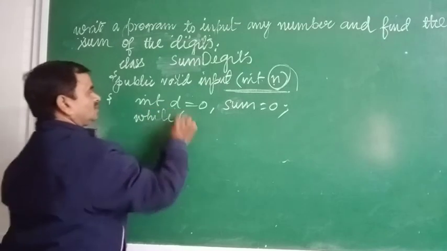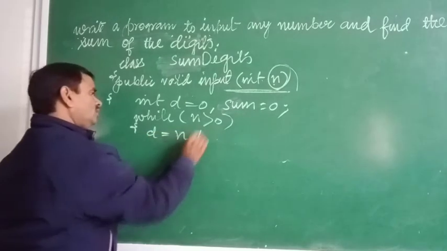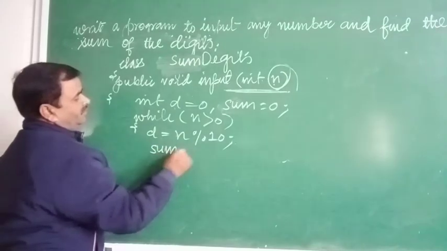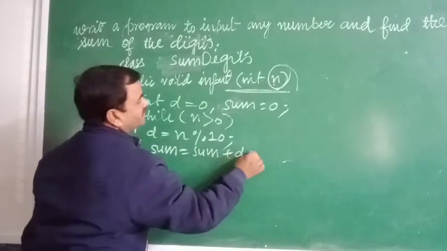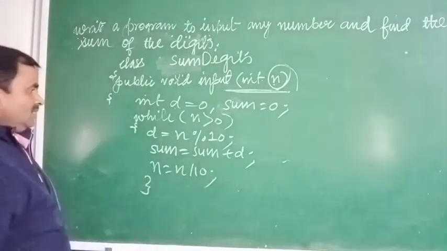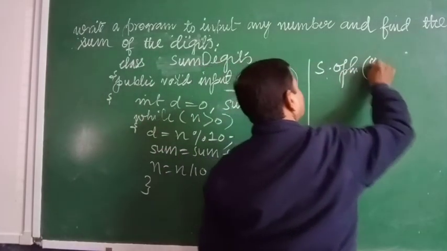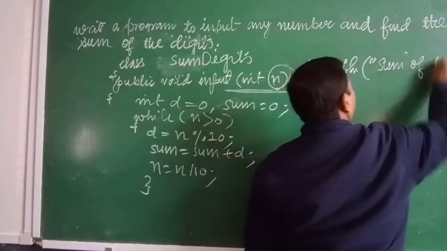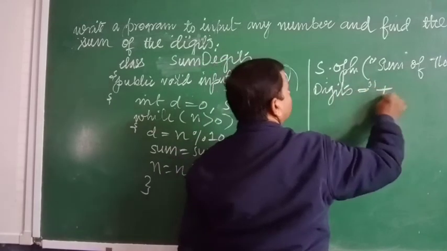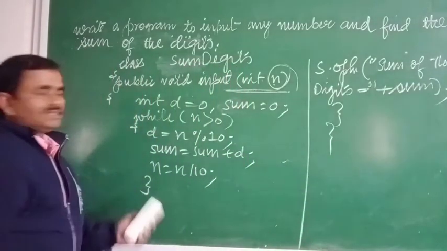While n greater than 0. Okay, now d equal to n modulus 10, right? Sum equal to sum plus d, n equal to n upon 10. Okay, finally we will print on the screen System.out.println, sum of the digits equal to plus sum. Method close and class close. Okay, this is the solution of that program.